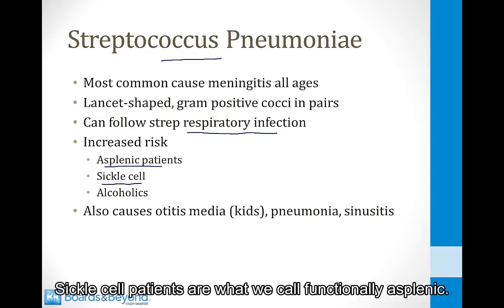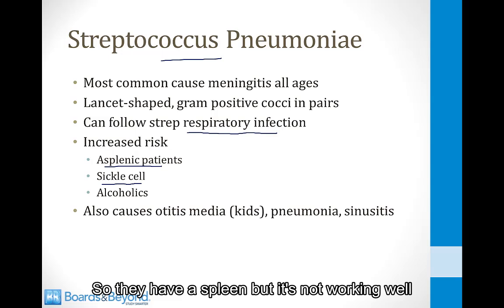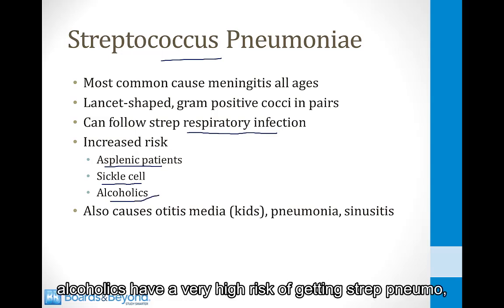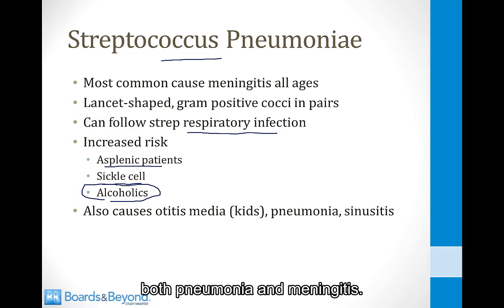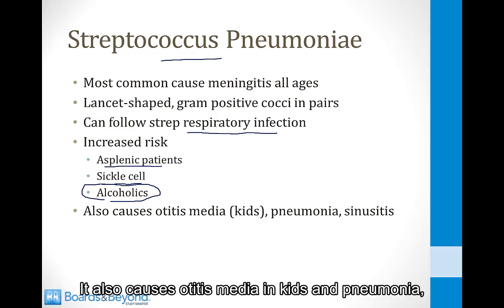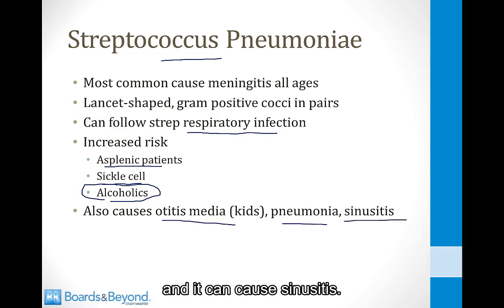Sickle cell patients are what we call functionally asplenic. So they have a spleen, but it's not working well because of the sickle cell anemia. And then for reasons we don't totally understand, alcoholics have a very high risk of getting strep pneumo, both pneumonia and meningitis. And strep pneumo causes other infections besides meningitis. It also causes otitis media in kids and pneumonia, and it can cause sinusitis.